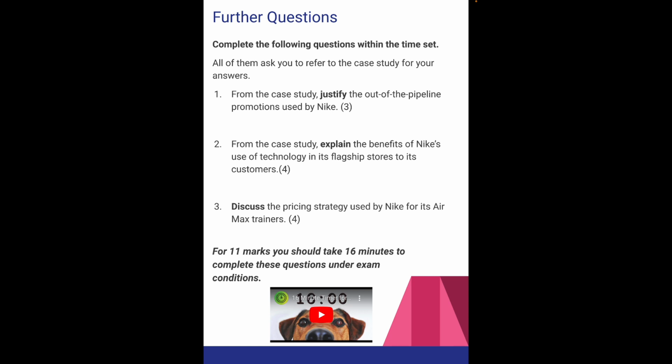These questions are worth in total 11 marks, and under exam conditions, those should take you 16 minutes to complete. So start the timer now, time yourself as you do the tasks, and make sure you follow all the command words and guidance given. So hopefully you managed to complete those questions in the time that you were allocated. If not, then that's a clear indication that you actually need to improve on your answering technique so that you can complete the work within the time allocated.